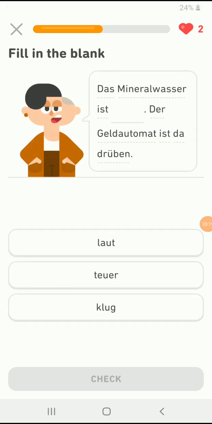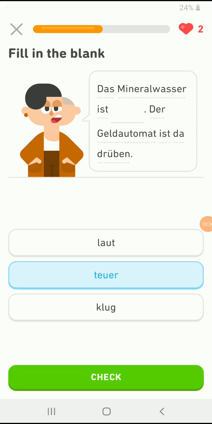And das Mineralwasser is the... What kind of adjective can you use? Laut, teuer, or klug. So the water cannot be smart, cannot be loud, it can be only expensive.